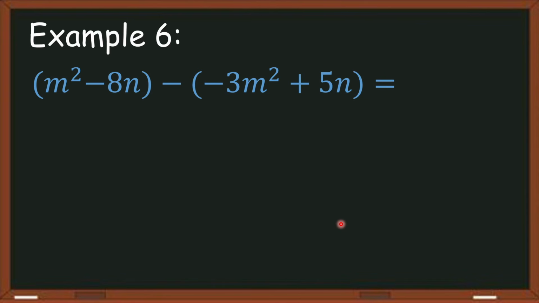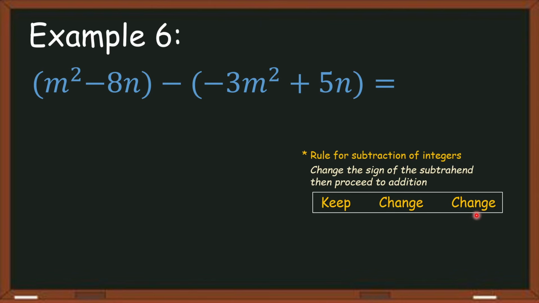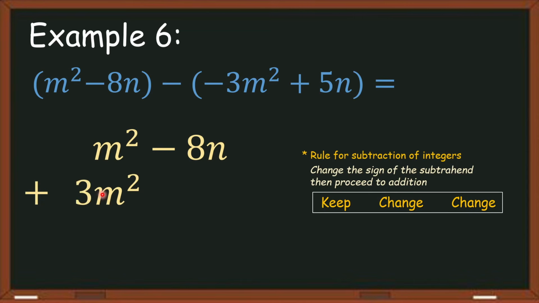Dito naman tayo sa example number 6. Again, ito minus dito. So dahil minus, i-apply natin yung rule for subtraction of integers. Yung keep, change, change. So, i-keep lang natin yung m squared minus 8n. Rewrite lang natin dito. And then, change natin itong minus. Gawin nating plus. And then, change natin yung sign nitong dalawa. So, negative 3m squared. So, from negative 3, gagawin nating positive 3m squared. So, from positive 5, gagawin nating negative 5.